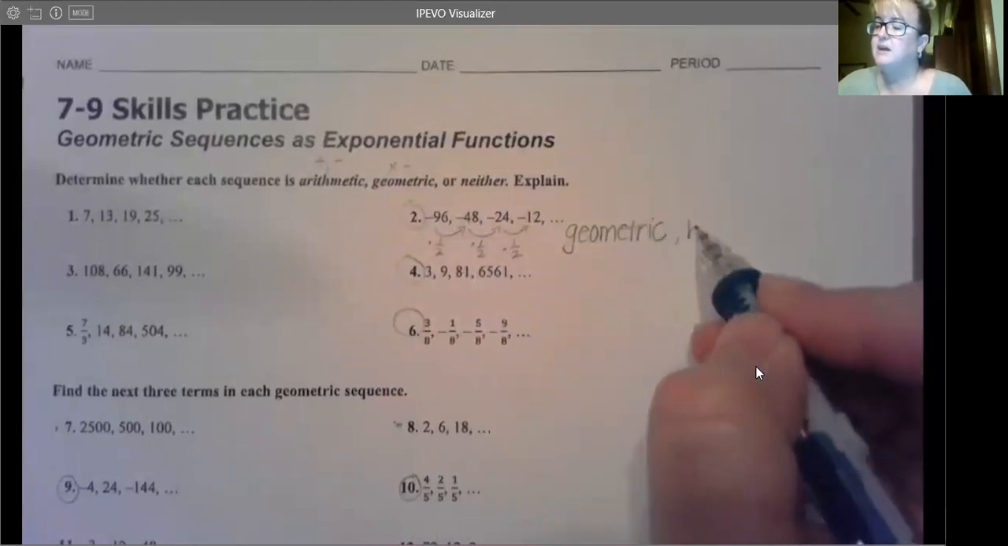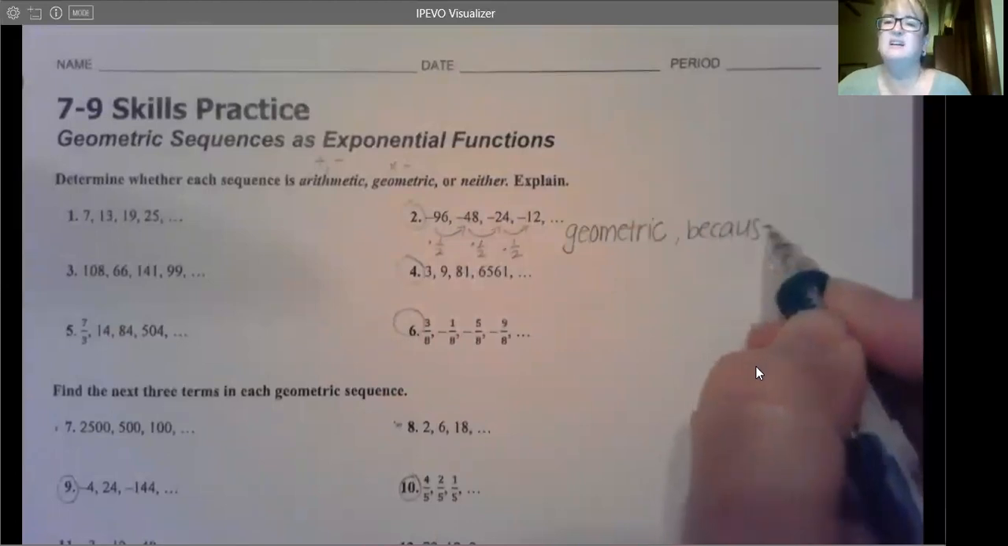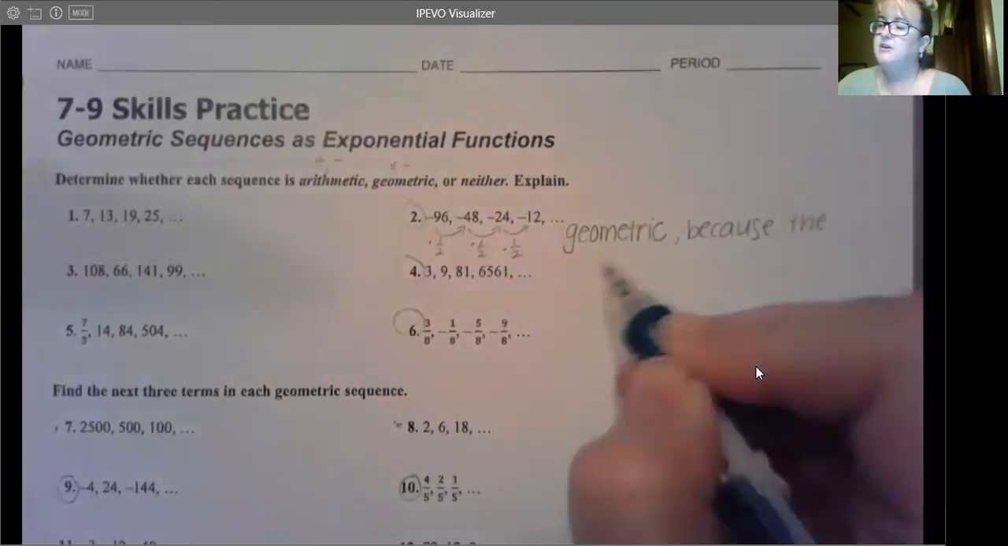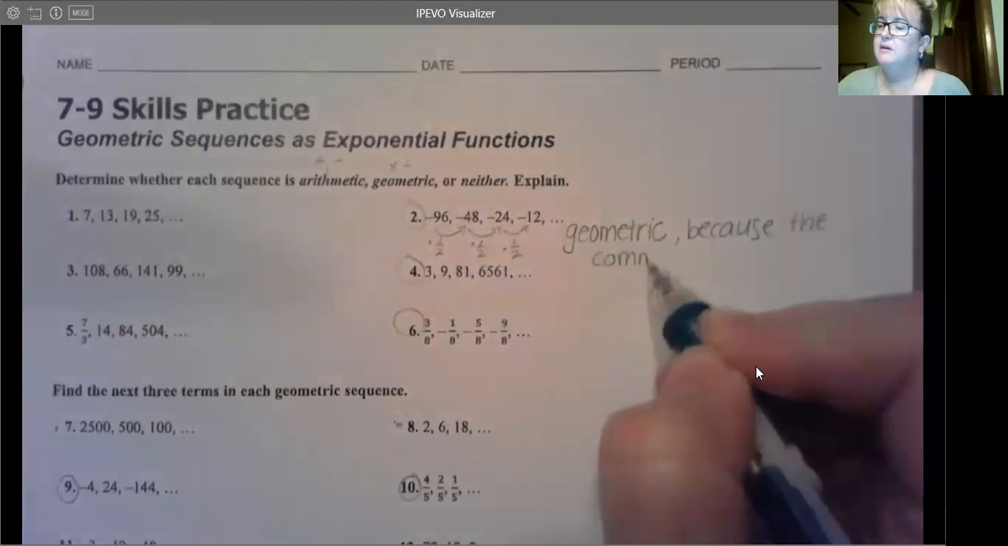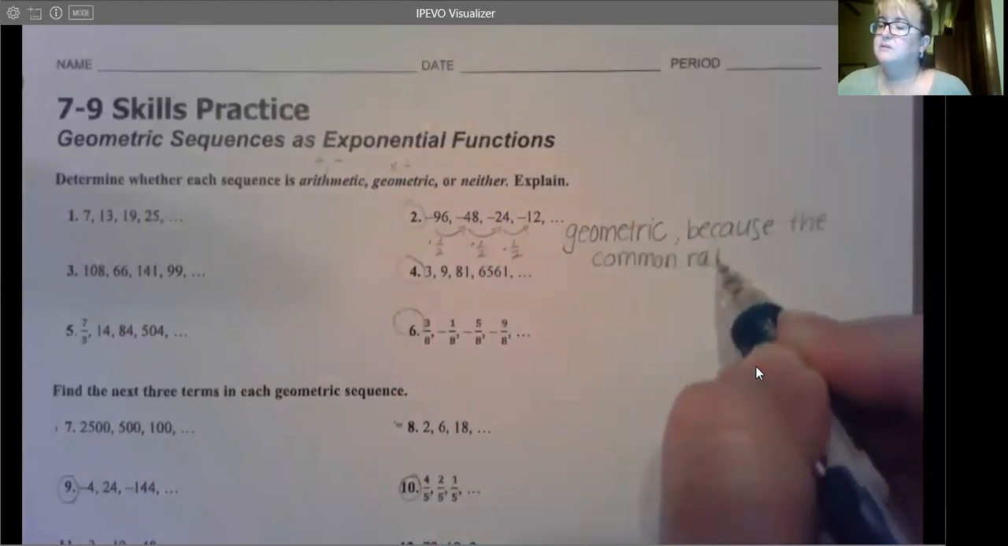Explain, because the common ratio is 1/2.